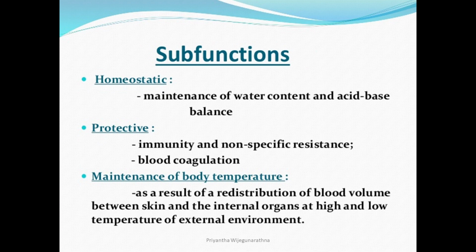It maintains the water content of your body, ionic balance and acid base balance in your body, like a homeostatic process. Also the blood is important for your immunity, to fight against the germs entering your body. That means the blood has a function of protection from various kinds of germs. Another function carried out by the blood is the regulation of body temperature. They are the sub functions, extra functions. The main function is transportation of materials in the body.